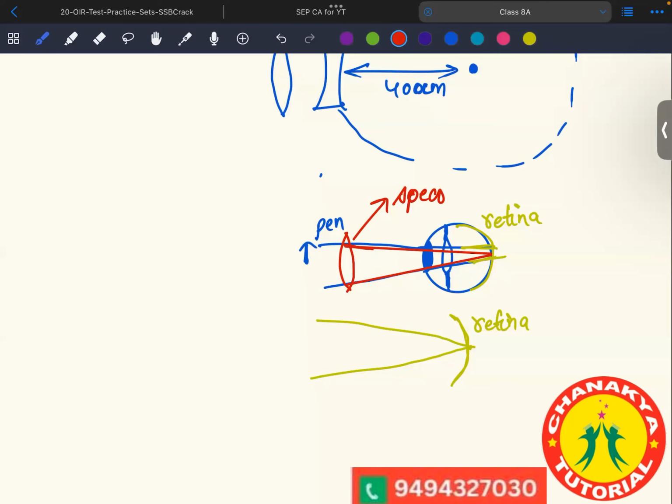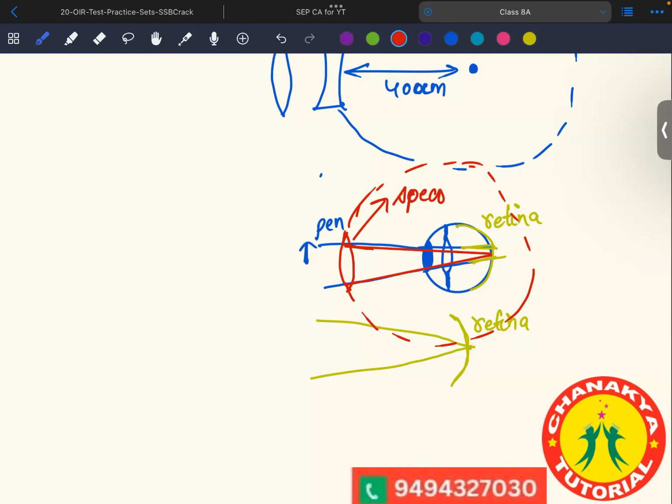So where is the focal point in this? So where is the focal point if I complete this? On the retina. Yes, on the retina, correct. So the focal point of this lens is on the retina. That's why these rays are converging at the retina.